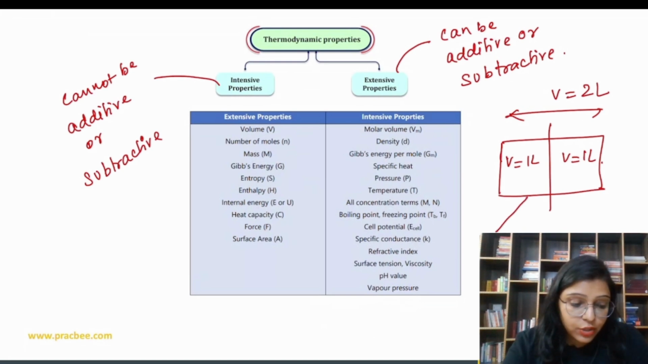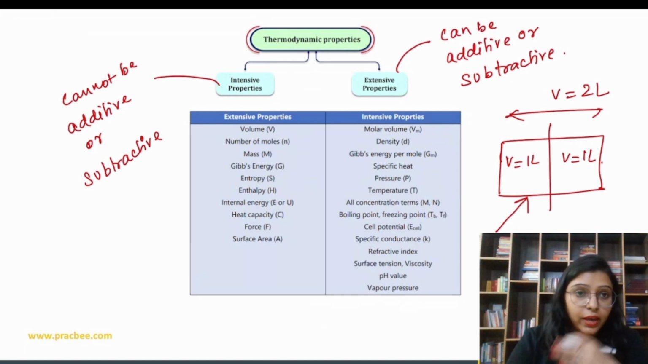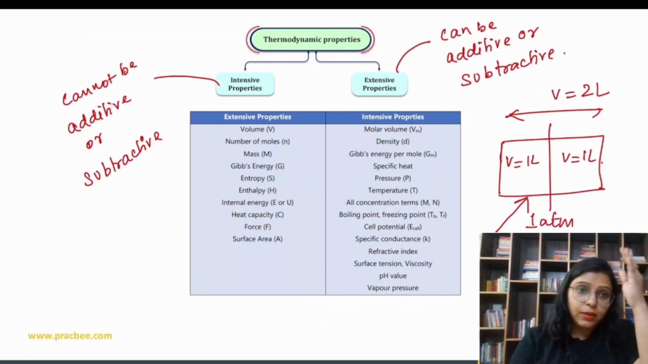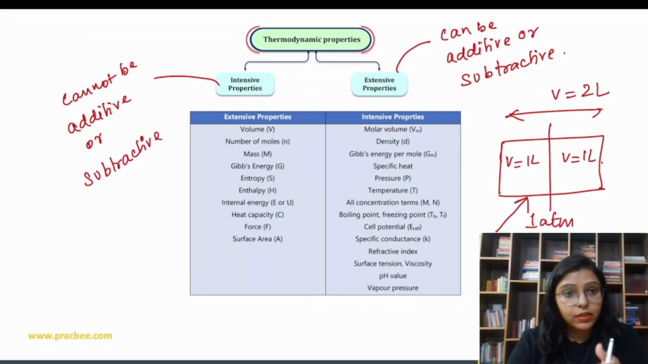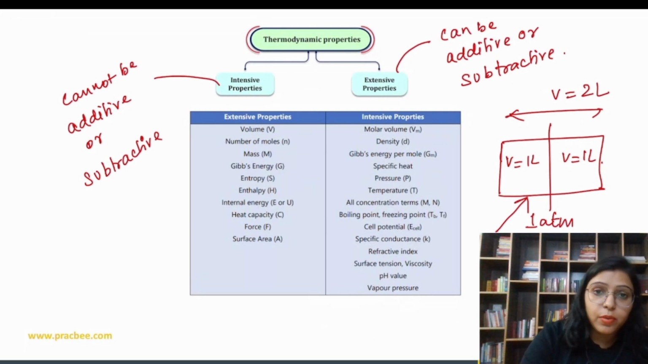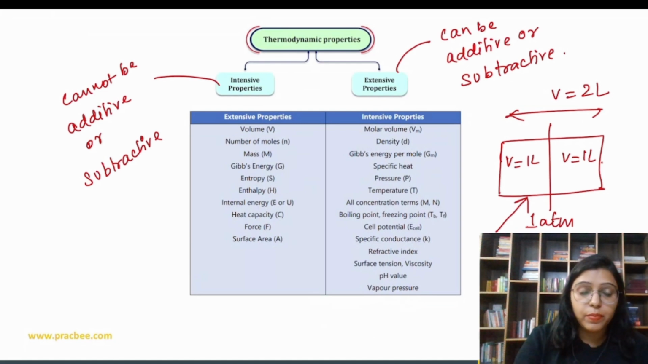But the pressure which is exerted onto this container is going to be the same. If initially the pressure was 1 atm, after the division of this system, pressure is going to be 1 atm. So pressure is going to be an intensive property while volume is going to be an extensive property, right?